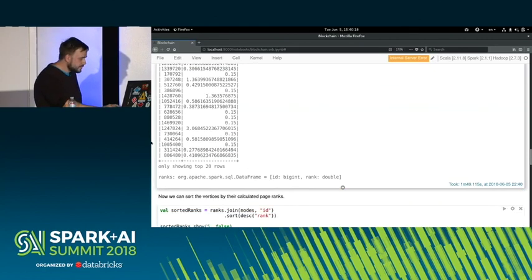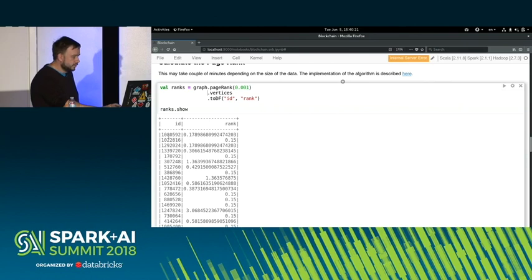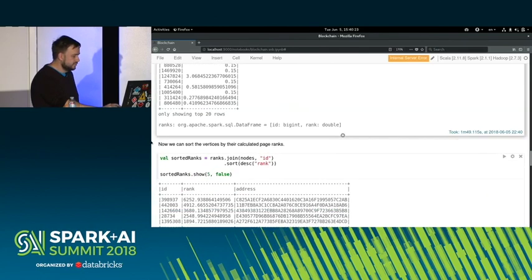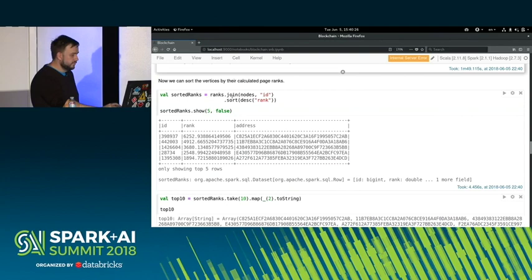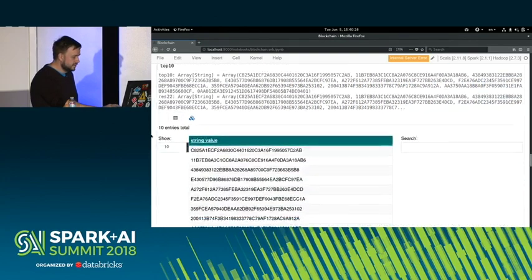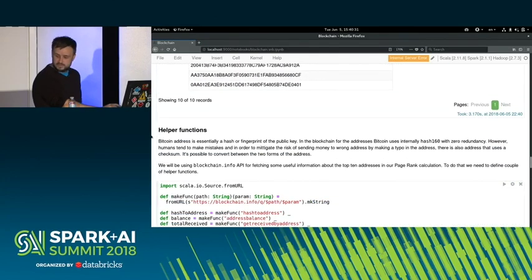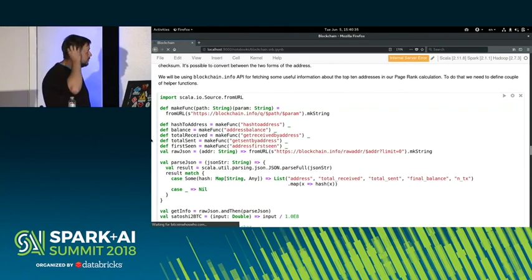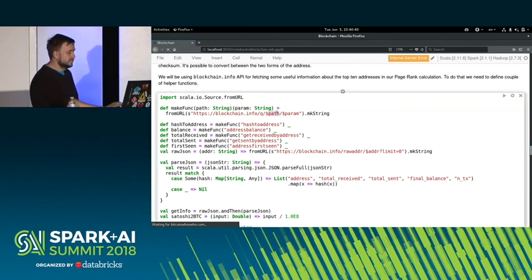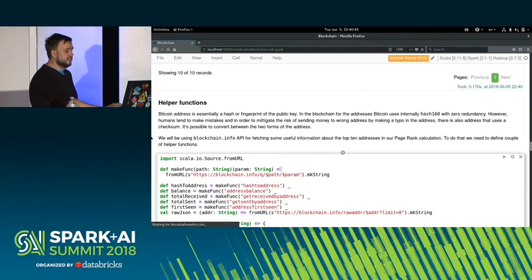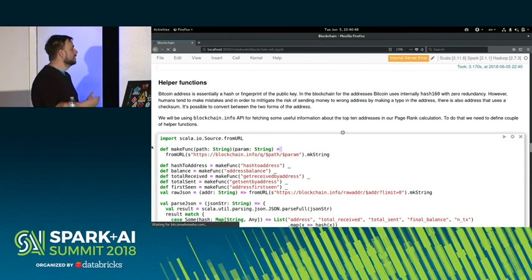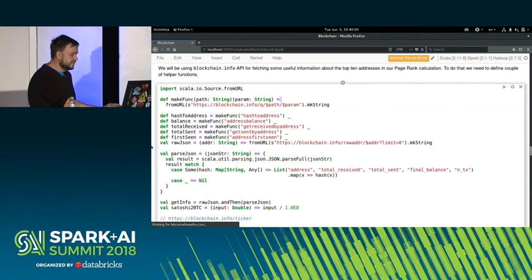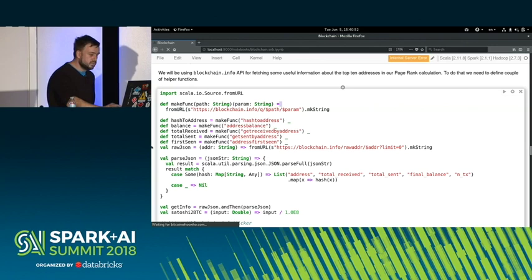transaction graph. Here we can see we calculated the ranks for each node ID. So once we join it with its rank and sort it, we can have the top 10 addresses. And I'm gonna cheat a bit, and I'm gonna call a blockchain info API and pass the address we calculated right here, and I'm gonna collect the information from this service and display it in the notebook.